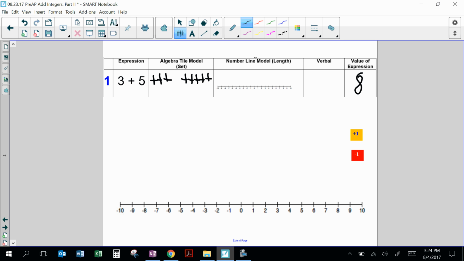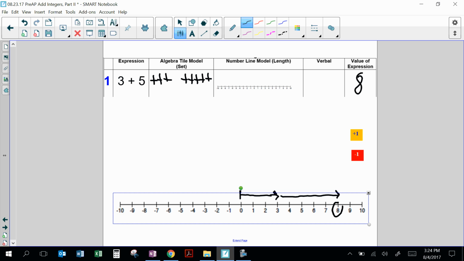All right, so I start at 0. 3 means I need to go 3 units to the right. And what is plus 5? 5 means I need to go 5 more units to the right. So what number did I stop at eventually? 8. That's why it's 8.